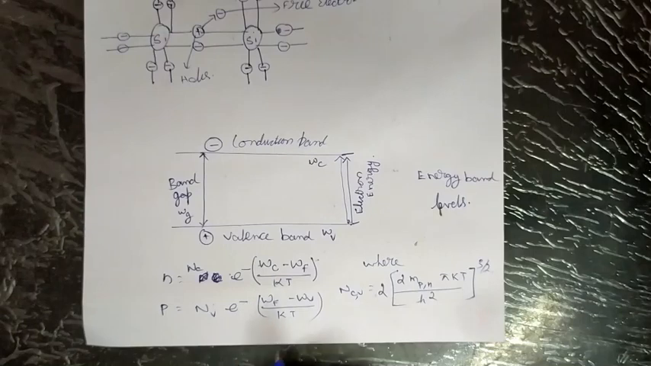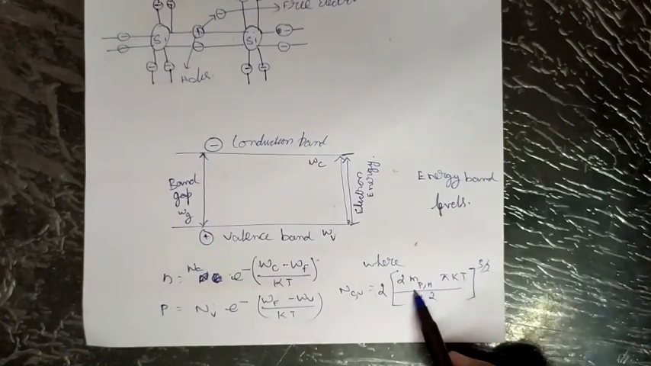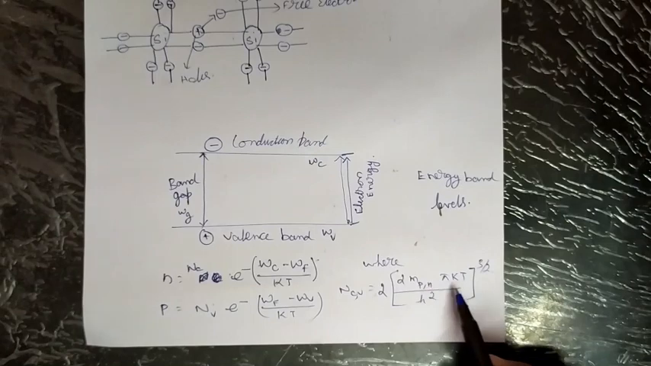So we can write a formula: for n-type semiconductors, n equals Nc e power minus (Wc minus Wf) divided by kT, where kT is the Boltzmann constant term. P equals Nv e power minus (Wf minus Wv) divided by kT, where Nc,v is equal to 2 times (2 pi m* kT divided by h square) whole power 3 by 2.